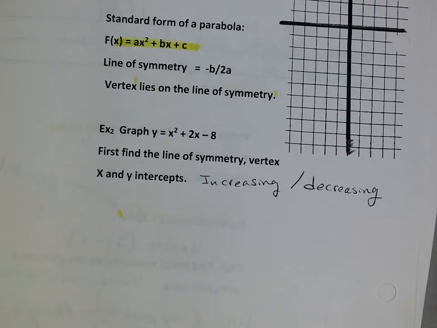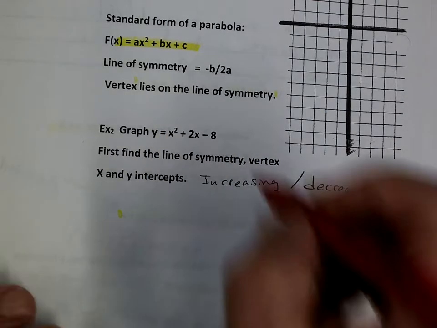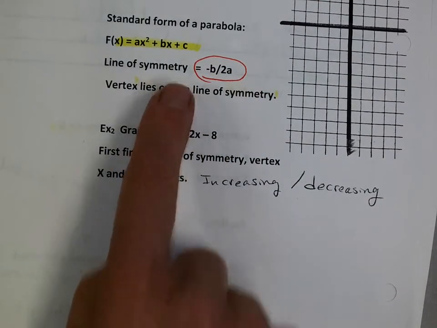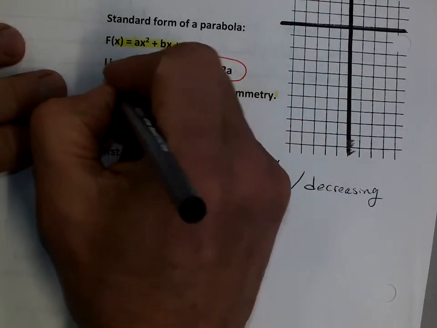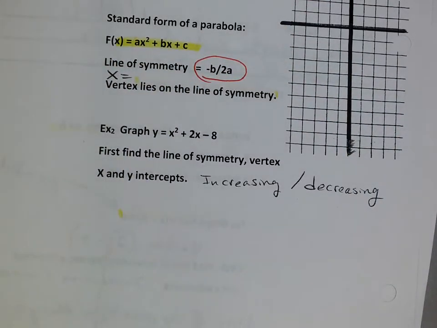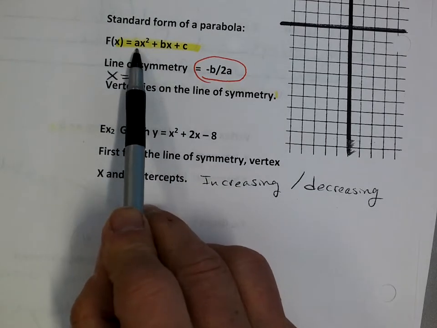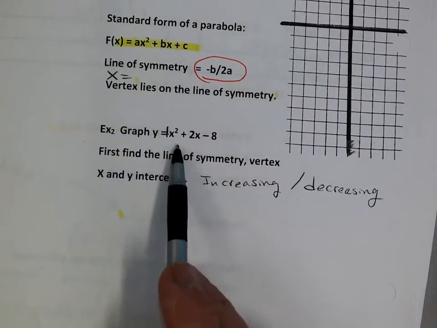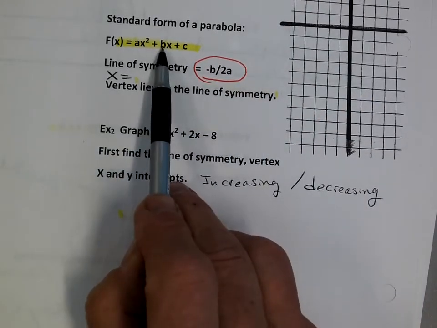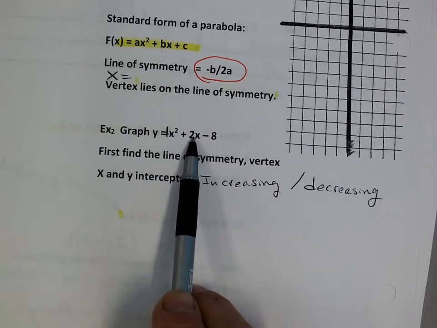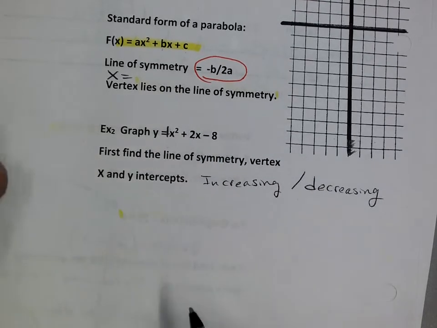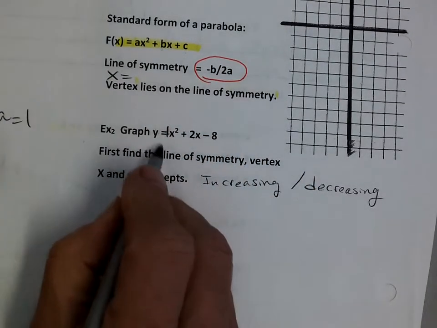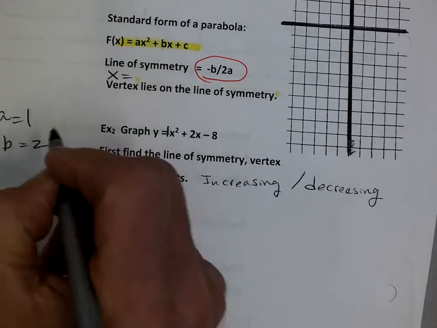So if I want the line of symmetry, I get this little mini equation. It's really an easy equation. If I want the line of symmetry, it's x equals negative b over 2a, okay? Where a is the number in front of x squared, which in this example is 1. B is the number in front of the x, so in this example it's 2, and of course c would be the negative 8. So here's what I know. In this example, my a is 1, and my b is 2, right?